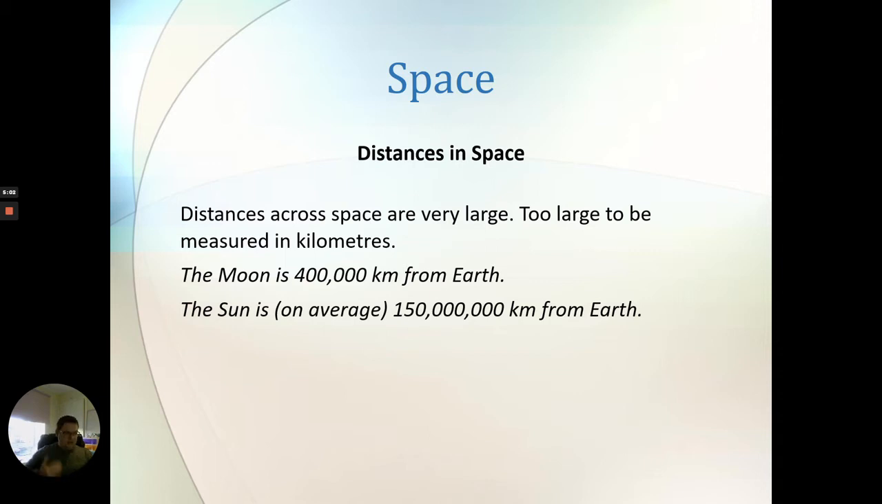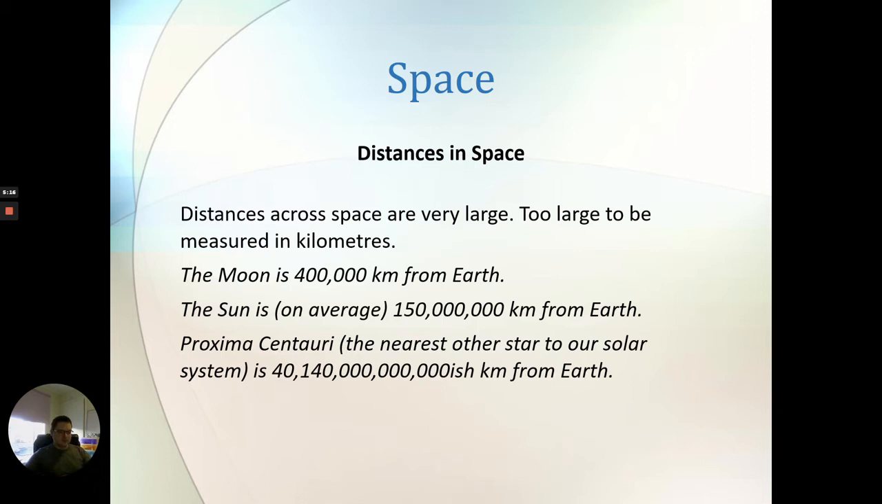And even then, when we're dealing with space and astronomy, we're very rarely dealing with something as close to us as our Sun. If we look at the closest star to us, a star called Proxima Centauri, it is much, much further away. It is 40 trillion 140 billion kilometres from Earth. That's a phenomenally huge number, and that is the closest star to us other than our Sun.